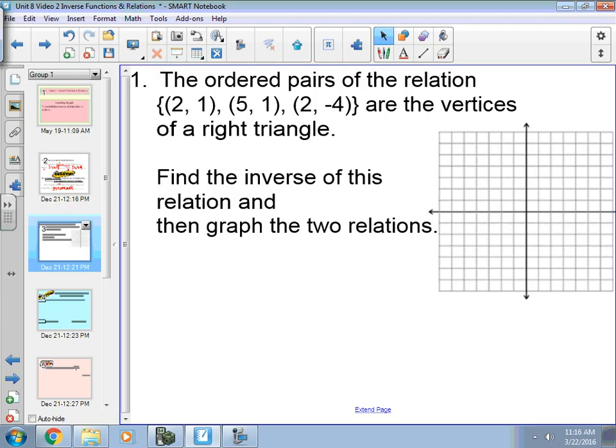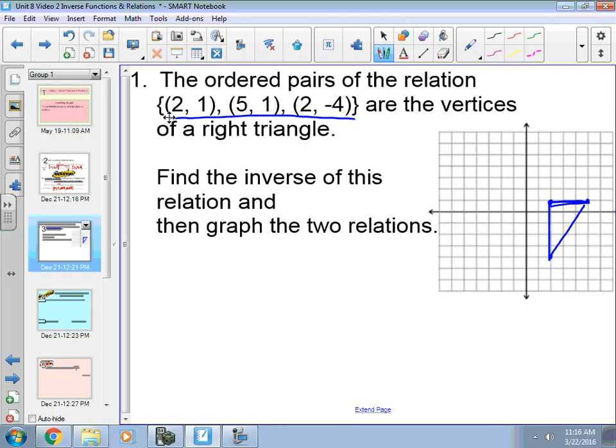On number 1, they want us to take these ordered pairs and graph them out to form a triangle. So let's start by doing that. We're going to graph out the points indicated here. The point 2, 1 is right there. The point 5, 1 is right there. And the point 2, negative 4 is right there. And if we connect them, it looks like a right triangle here. So that would be what's right there.